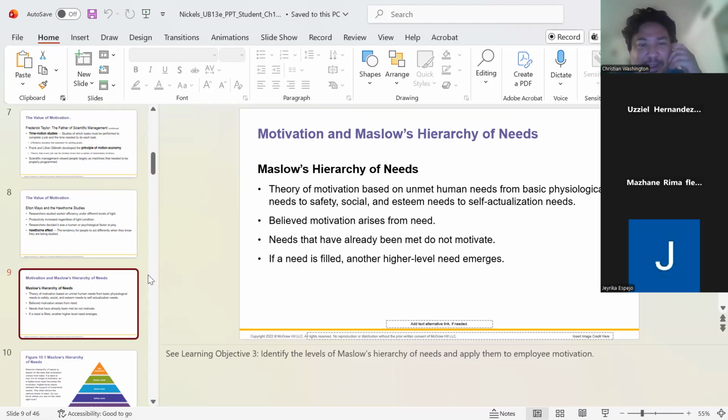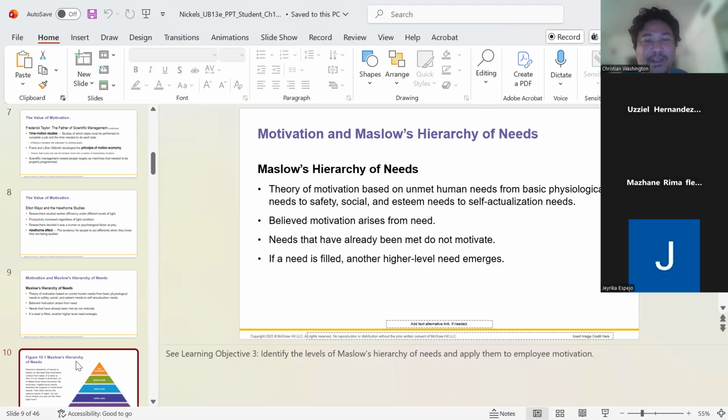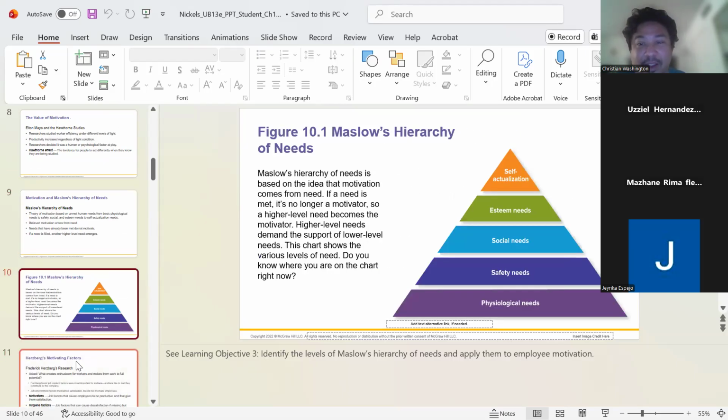So Maslow's hierarchy of needs, theory of motivation based on unmet human needs. So this is the psychology aspect I was talking about, from basic physical to safety to social, esteem needs to self-actualization, so on and so forth. So really what it's saying is that you have this hierarchy of things that you need psychologically. All right. From the highest to the lowest. So the bottom of the pyramid is your psychological needs. It's bigger, broader, more basic, right? So that's the base of the pyramid. And it kind of goes up to self-actualization.